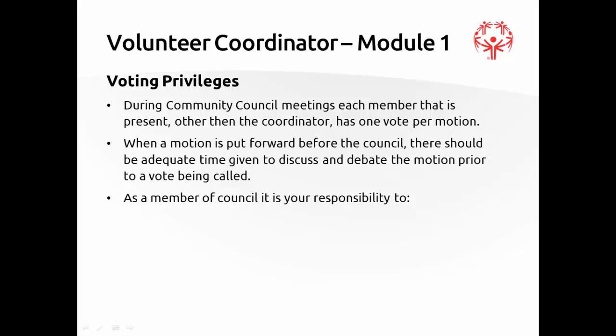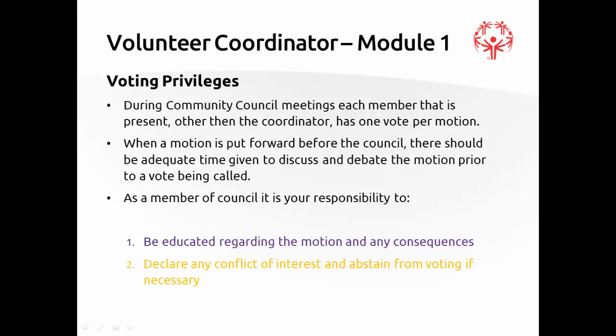Voting privileges. During Community Council meetings, each member that is present, other than the coordinator, has one vote per motion. When a motion is put forward before the council, there should be adequate time given to discuss and debate the motion prior to a vote being called. As a member of council, it is your responsibility to: 1. Be educated regarding the motion and any consequences. 2. Declare any conflict of interest and abstain from voting if necessary. And 3. Ask questions and encourage discussion.